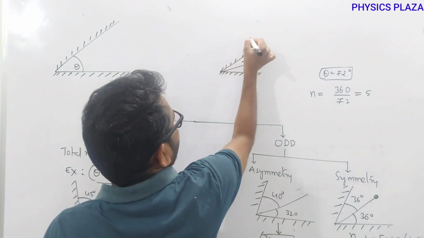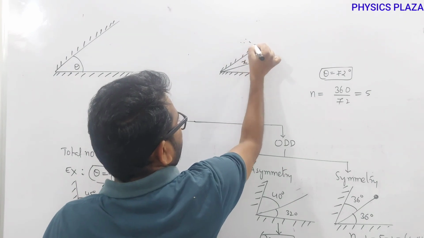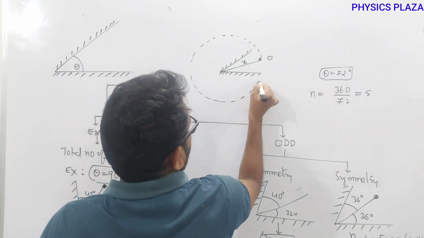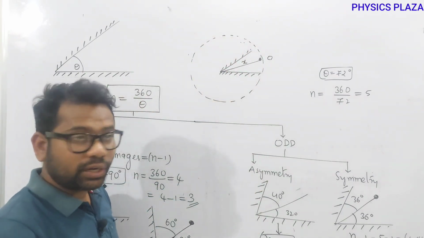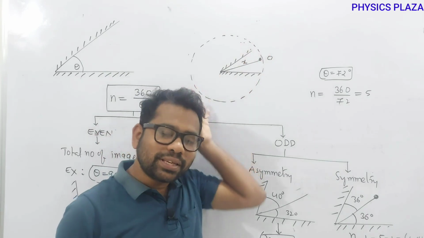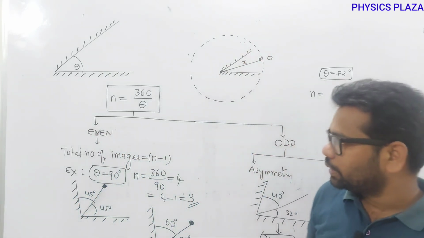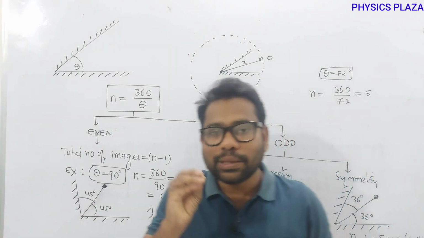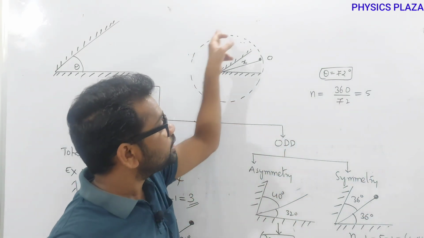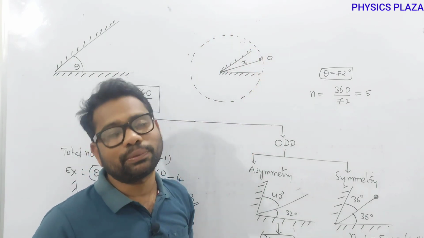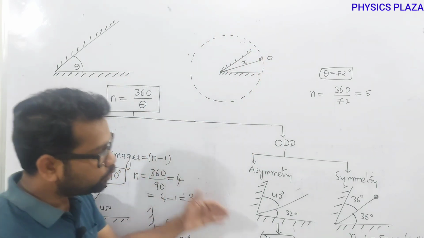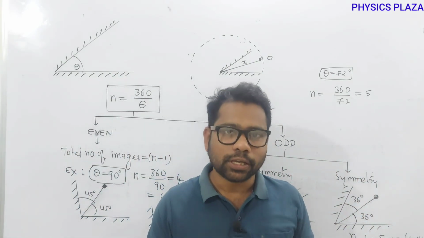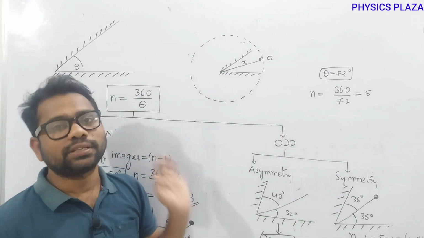It might be like this. You imagine a circle with this distance as the radius. Now, children, whether there are 3 images, 4 images or 5 images, all these images are formed on the circumference of the circle only. This is very, very important. Whether there are 3 images, 4 images, 5 images or 6 images, whatever it may be, all these images are formed on the circumference of the circle only.